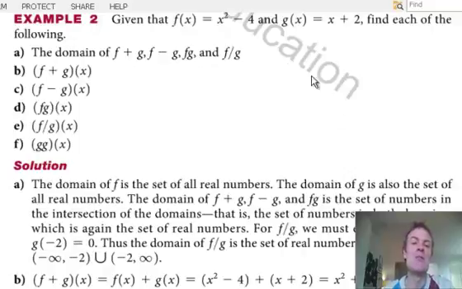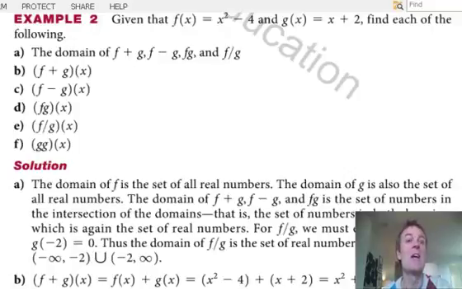Well, if you look at these, the original domains of x squared, x squared minus 4, no square roots, no denominators, that's all real numbers, okay? This is all real numbers. So if I add them, the domain's going to be all real numbers. If I subtract them, the domain's going to be all real numbers. If I multiply them, the domain's going to be all real numbers.